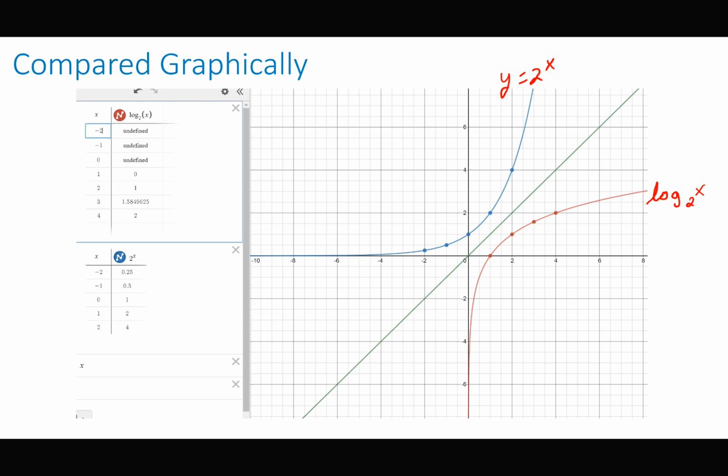So if I know an x and I don't know a y, I can use one form to solve. Or if I know a y and I don't know an x, I can use the other form to solve. They work together even though they are different functions, and you can use those to figure out what's going on.